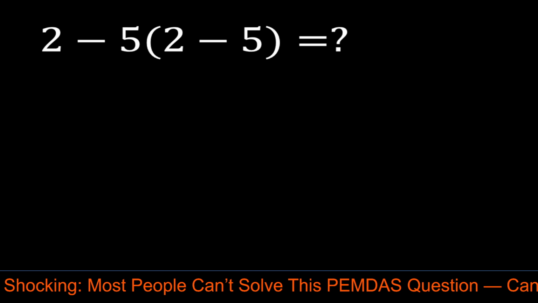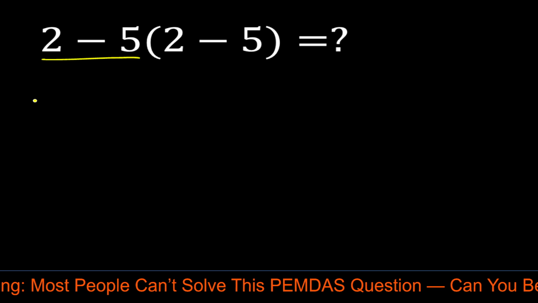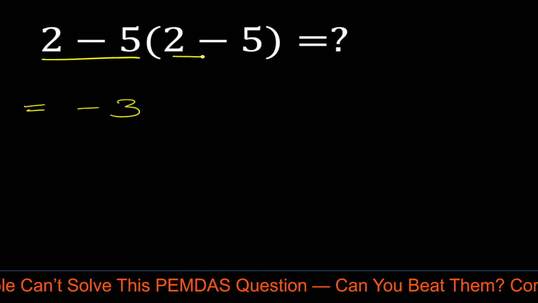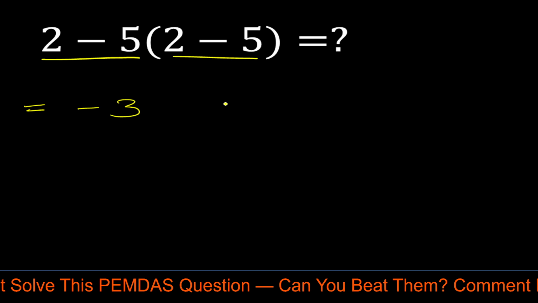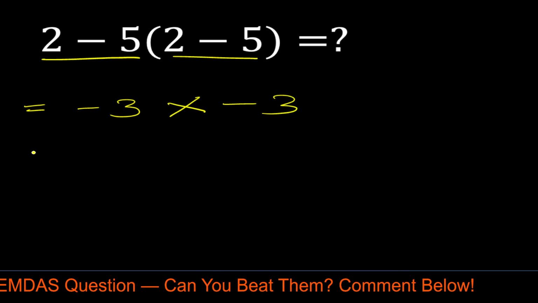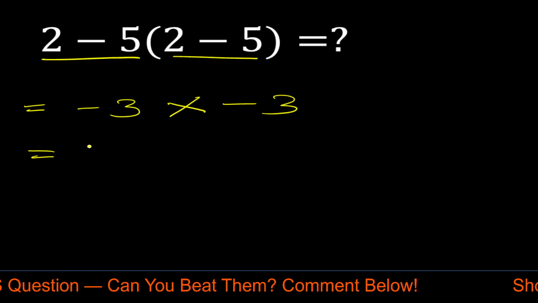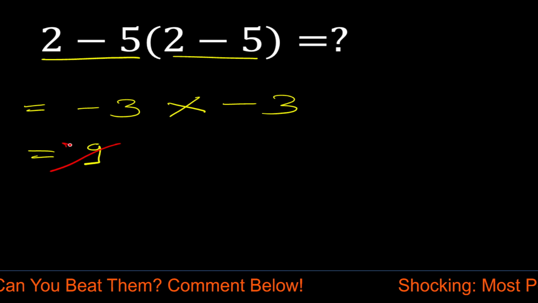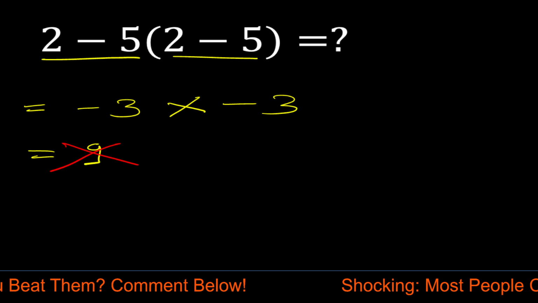So 2 minus 5, so 2 minus 5 is equal to minus 3, right? Then again 2 minus 5, so 2 minus 5 is equal to also minus 3. Now minus 3 times minus 3, so minus 3 times minus 3 is equal to 9, right? But this answer is not correct. This answer is completely wrong.